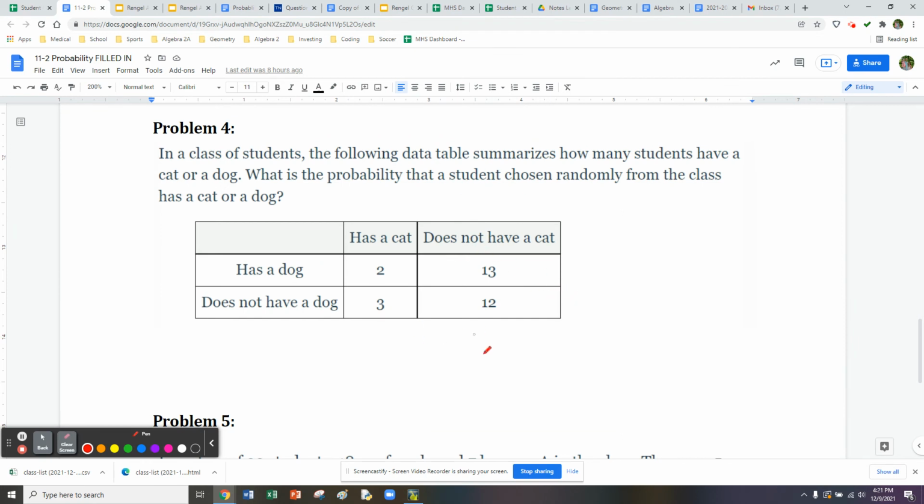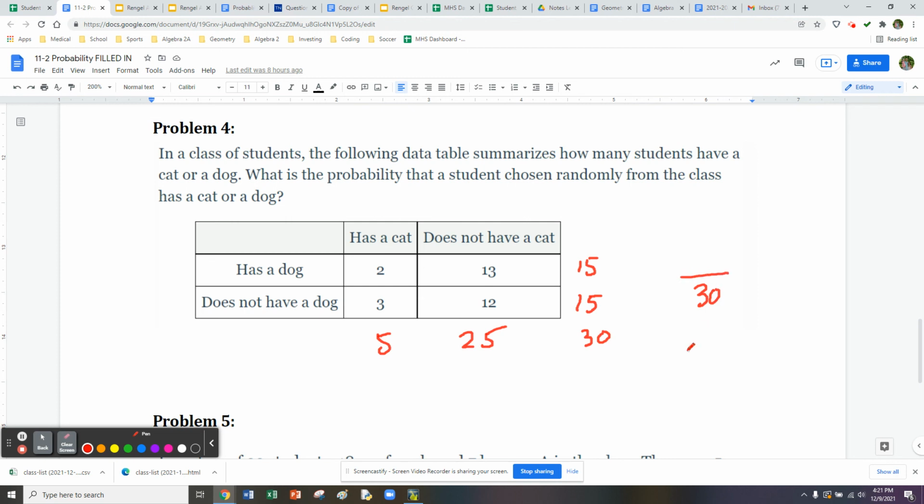Other types of probabilities, we can get data presented in a table. So in a class of students, the following data table summarizes how many students have a cat or a dog. What is the probability that a student chosen at random has a cat or a dog? So again, we want to find the sample space. We got 15 students who have a dog. So I'm just adding up this row. 15 students who do not have a dog. You could also look at there's 5 students that have a cat, 25 that do not have a cat. So either way, you're getting 30. So you're adding up the total number of students.